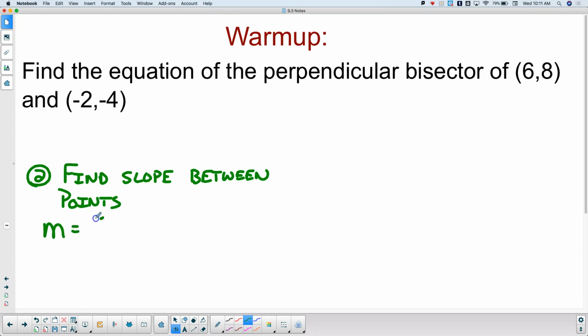So I went 8 minus a negative 4 all over 6 minus a negative 2. So that's 12/8, which is 3/2. Love it. Okay, good job. Faith, next. Or first, whichever one you prefer. We got to find the midpoint, because that's the bisector part of the perpendicular bisector.